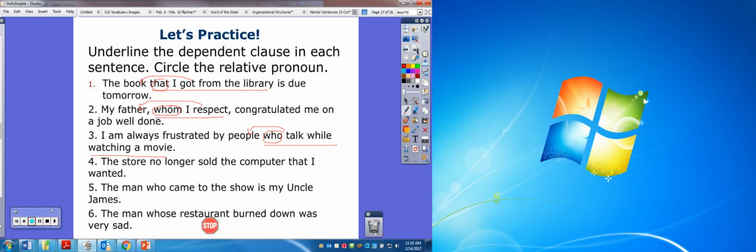Let's see how we did. In each sentence, I have circled the relative pronoun and underlined our dependent clause. Again, notice that sometimes the dependent clause interrupts the independent clause, and sometimes it comes at the end of the sentence.